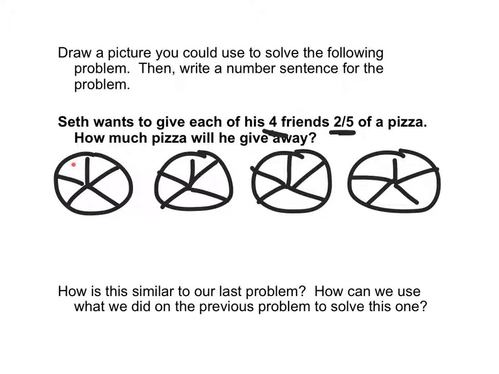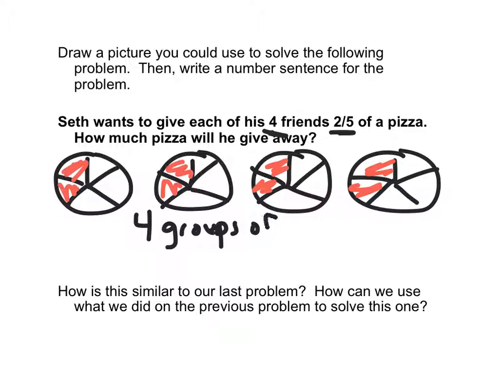Since each friend gets 2/5, I'm going to shade in two-fifths of each pizza. In our problem now, we have 4 groups, and each group is 2/5. So our problem becomes 4 times 2/5. In the end, we have only fifths left, and I can start to count. Here I have 2, 4, 6, and 8. So in the end, I have 8/5 of a pizza.